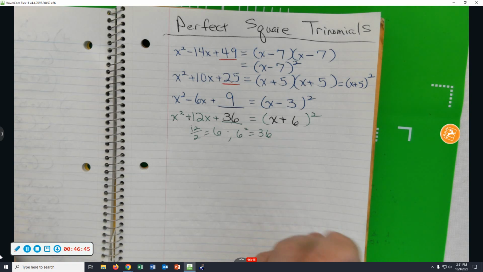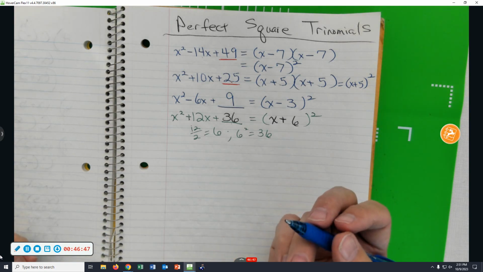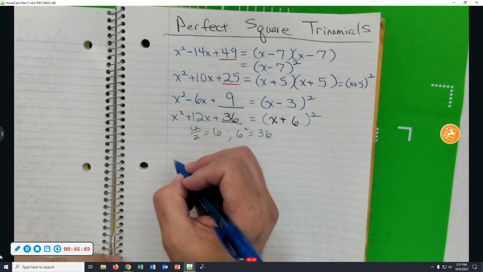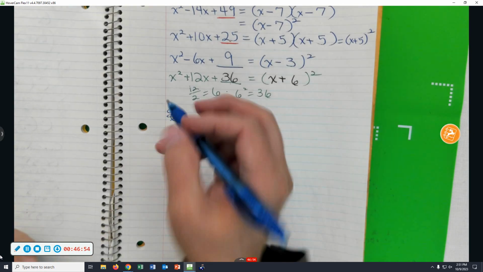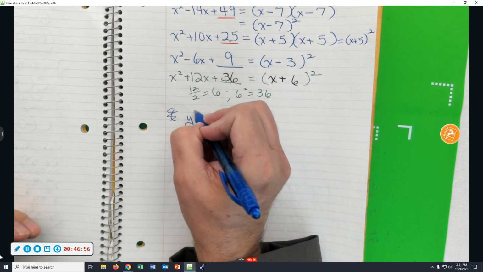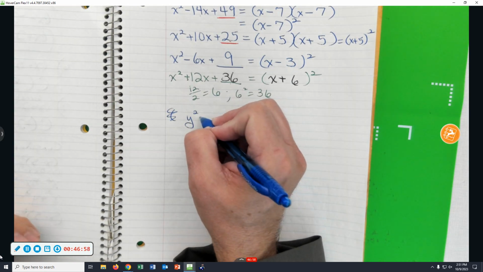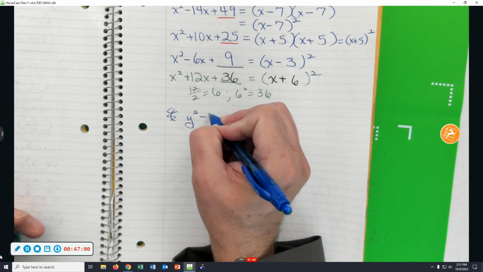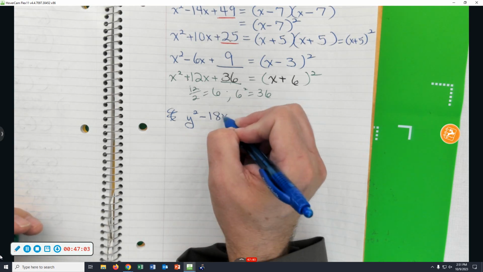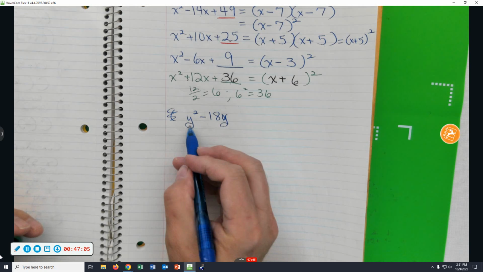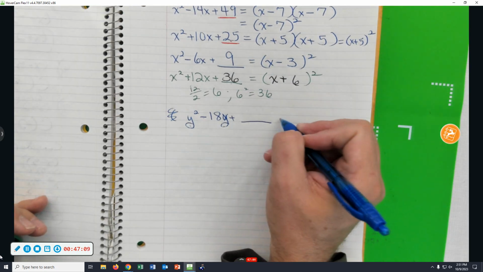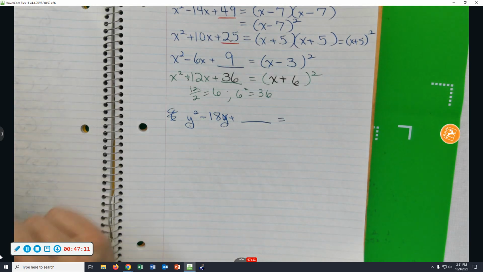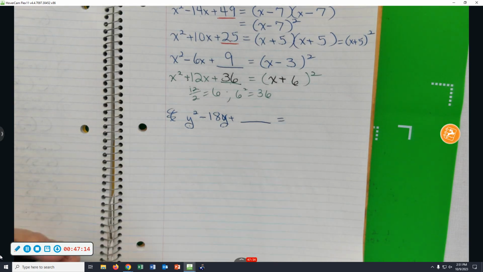And remember, half of the things are going to have y's instead of x's. The pattern still follows. How about y squared minus 18y plus something. What are we going to have to put there to create a perfect square in terms of y?